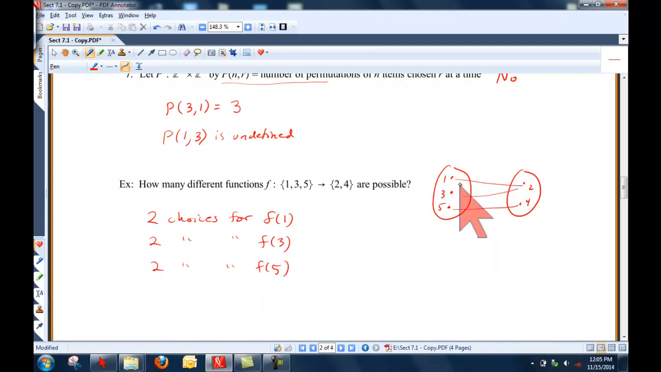And these choices are independent. What I do with 3 has nothing to do with what I do with 1. So the right thing by the multiplication rule is to multiply these, and there are 2 cubed equals 8 different functions.